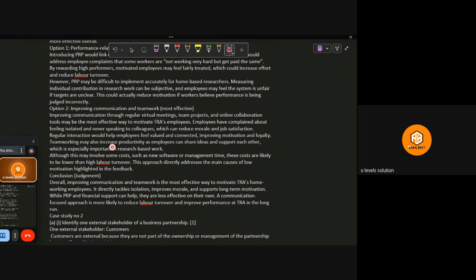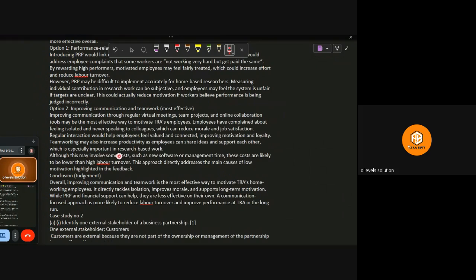And team working may also increase their productivity, of course, as employees can share ideas and support each other. Which is especially important in research-based work, because here we need the ideas of the other people as well. Okay.